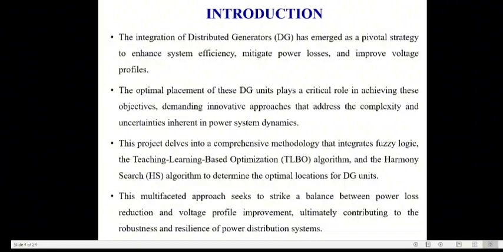This project delves into a comprehensive methodology that integrates fuzzy logic, the teaching learning based optimization algorithm, and the harmony search algorithm to determine the optimal locations for DG units. This multifaceted approach seeks to strike a balance between power loss reduction and voltage profile improvement, ultimately contributing to the robustness and resilience of power distribution systems.